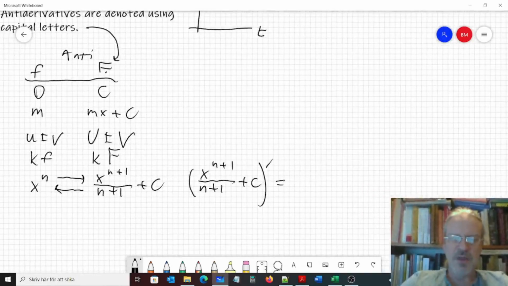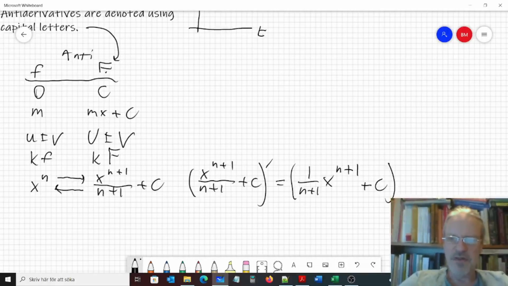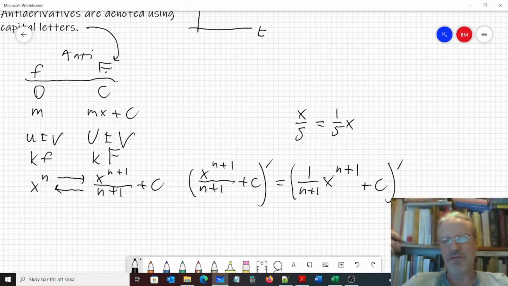Okay, first we can see that this can be written as 1 over n plus 1 times x to the power of n plus 1 plus c, the derivative of that. The reason for this is, for example, that x divided by 5 is the same thing as 1/5 times x. So I just moved the denominator in front of this like this.